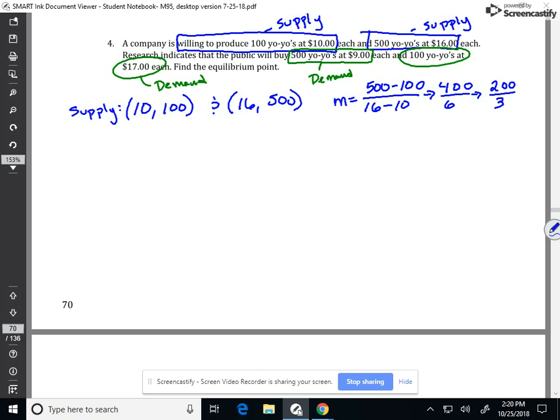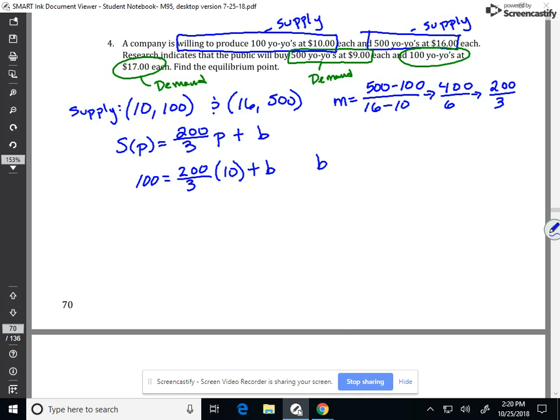So now, again, I'm trying to find the supply function. So I'm going to say S of P is equal to 200 over 3 times P plus B. Now remember, P is part of our supply function, but B represents our y-intercept. We're going to solve for our y-intercept just by plugging a point in. I'm going to plug (10, 100) in. So I've got 100 equals 200 thirds times 10 plus B, giving me a B value.